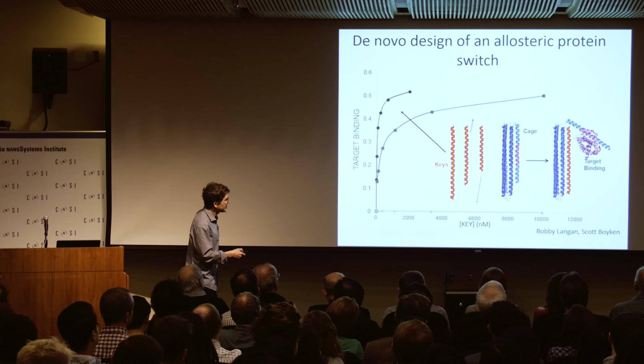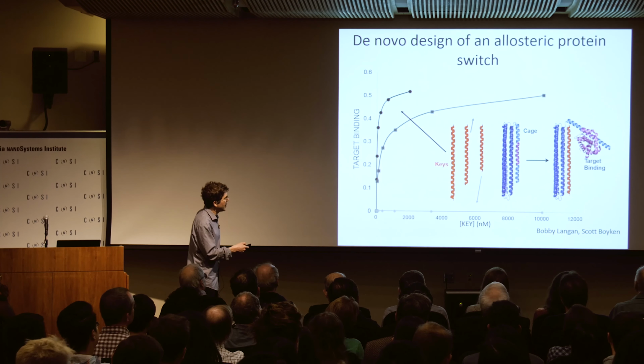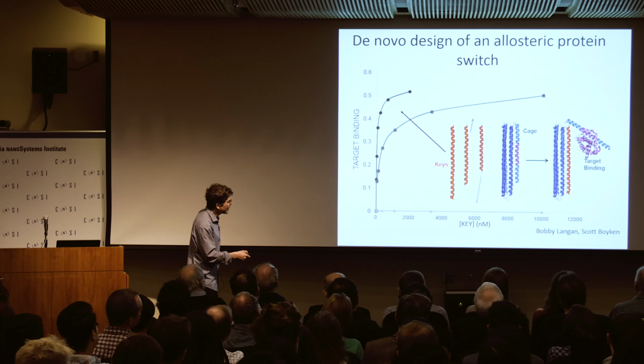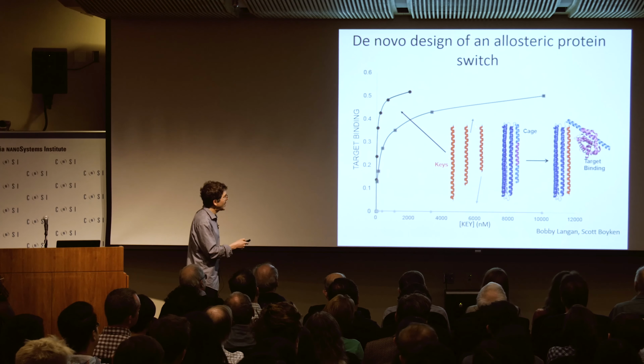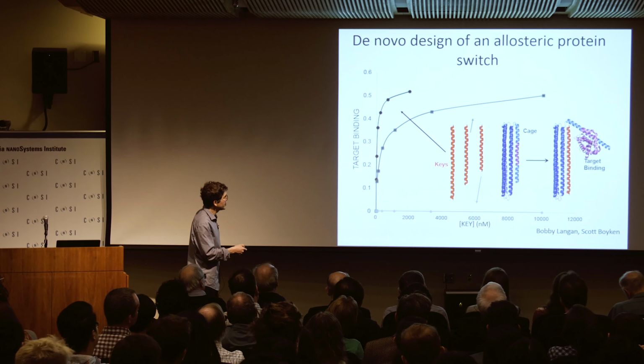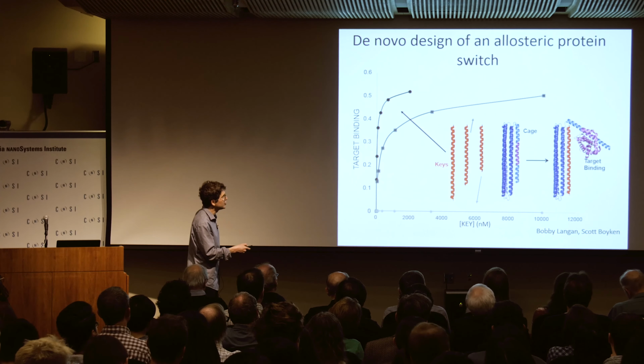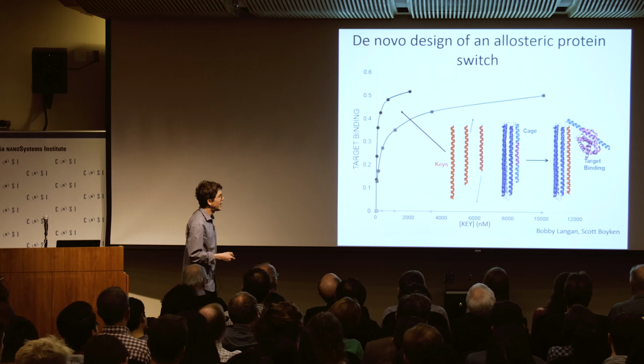It's caged. And so if you have this target on the surface and you add the blue protein, you get absolutely no binding at all. If you add this short key, that's this line here, you also get no binding. If you add the medium key, you get some binding. And if you add this long key, then you get binding at relatively low concentration of key. So we're adding the key in, and we're getting binding. But the key is not binding to the target. The key is displacing what we call the latch from the cage so that it can now be free to bind the target.